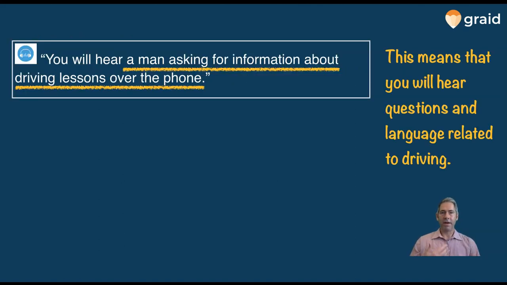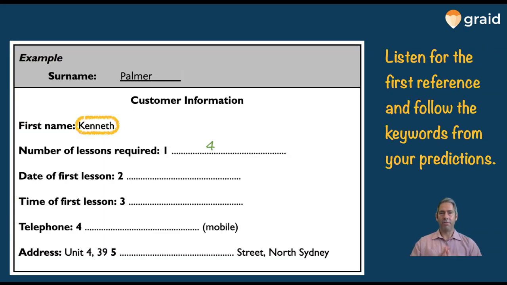This is actually a listening file and some questions that are adapted from the Grade website. So in this case, we will hear a man asking for information about driving lessons over the phone. This means that there will be 2 people talking, and we will likely hear language related to driving. So here is the note-taking question paper. It's highly likely, or we can absolutely expect, that the information will be given in order.